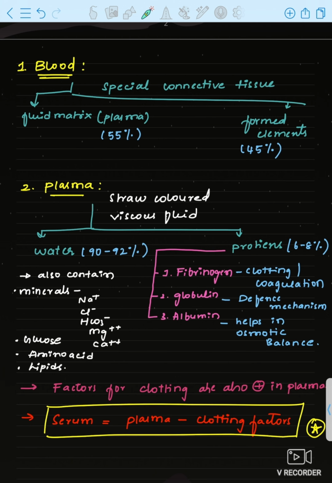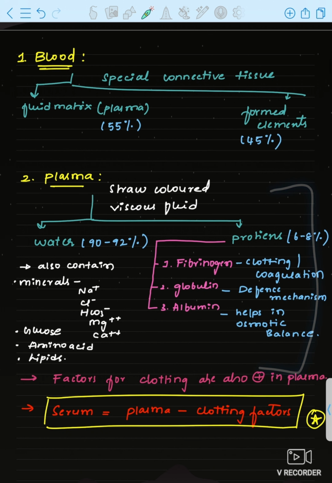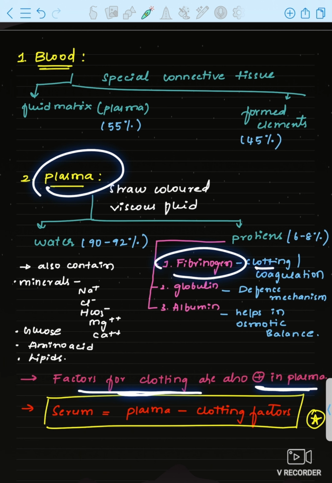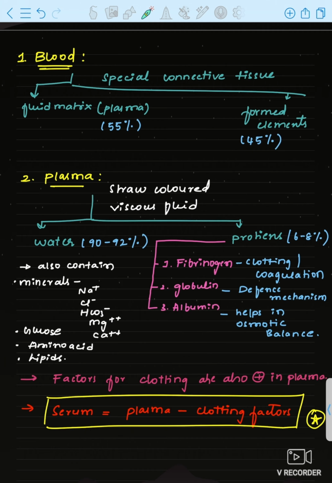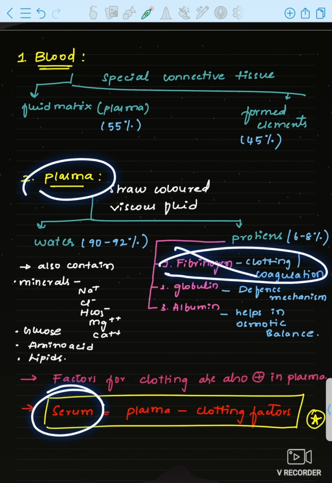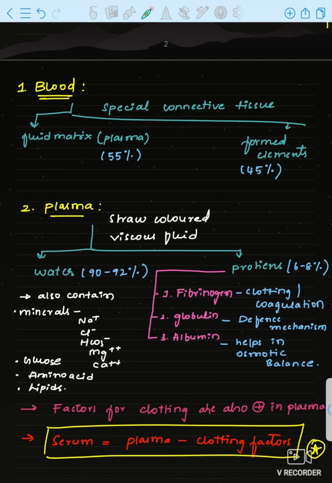Okay, this is the content of plasma. Factors for clotting are also present in plasma. Plasma contains fibrinogen that helps in clotting, right? And one more thing you have to remember: in plasma, if we subtract the clotting factors, what do we get? That is serum. Plasma minus clotting factors, the remaining will be known as serum. So this is about plasma.